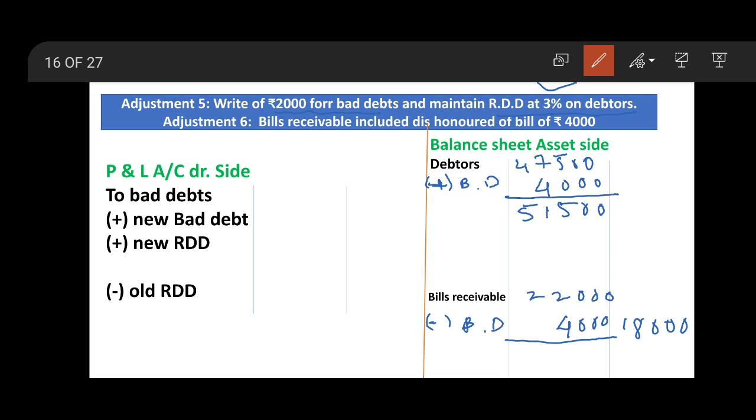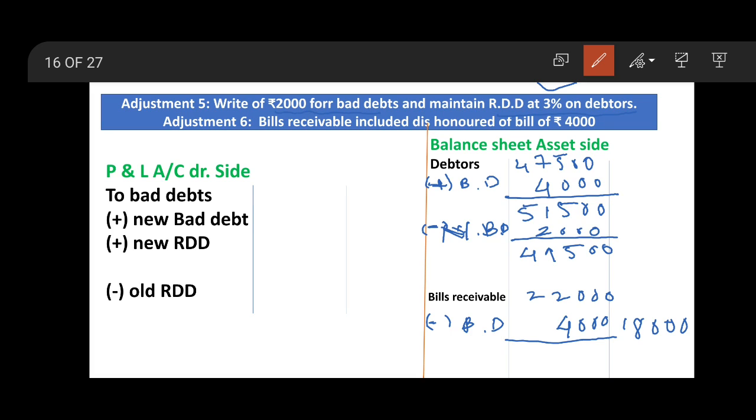What do we do with this new bad debt? We are also having RDD 3% on debtors. So what do we do with these new bad debts? We deduct them from debtors. Less new bad debts, the amount is already given as rupees 2,000. So deduct this 2,000 from 51,500. You will get 49,500 in the inner column only.